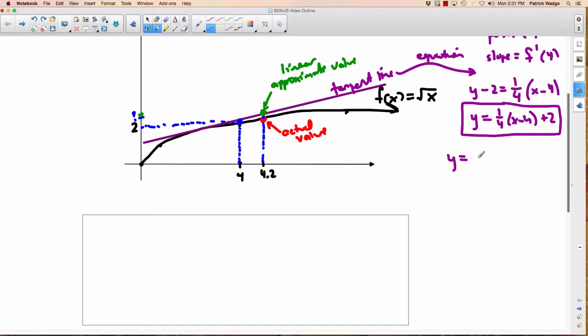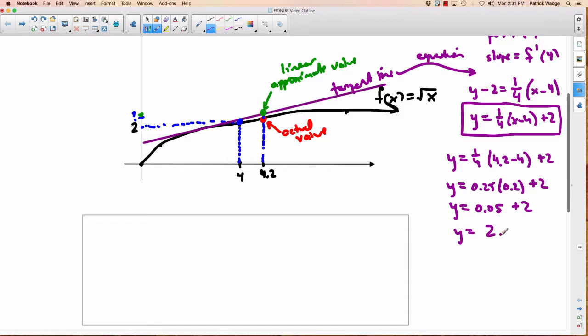So y equals 1/4 times 4.2 minus 4, plus 2. Alright, we're going to end up with decimals here, so why don't we change this to a decimal? Let's make it 0.25 times (4.2 minus 4, which is 0.2), plus 2. So y equals 0.25 times 0.2 is 0.05, and then add 2, you end up with 2.05. This is our answer.